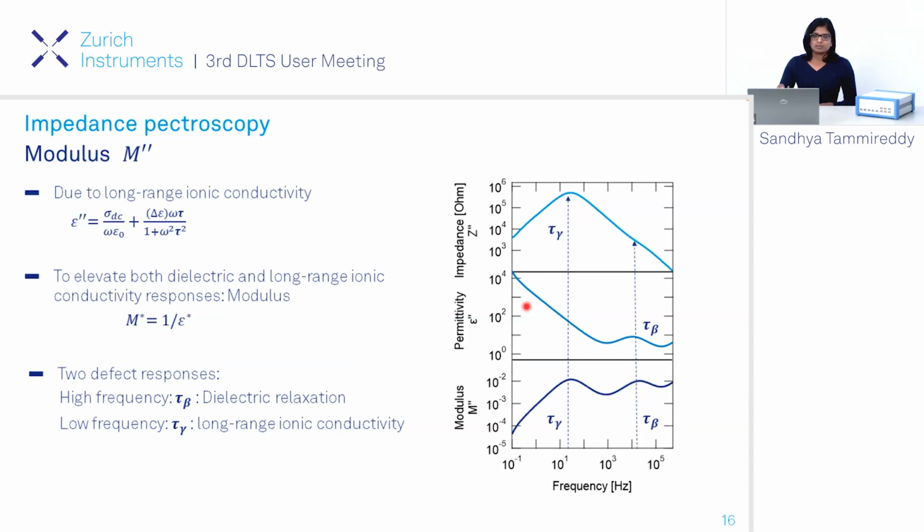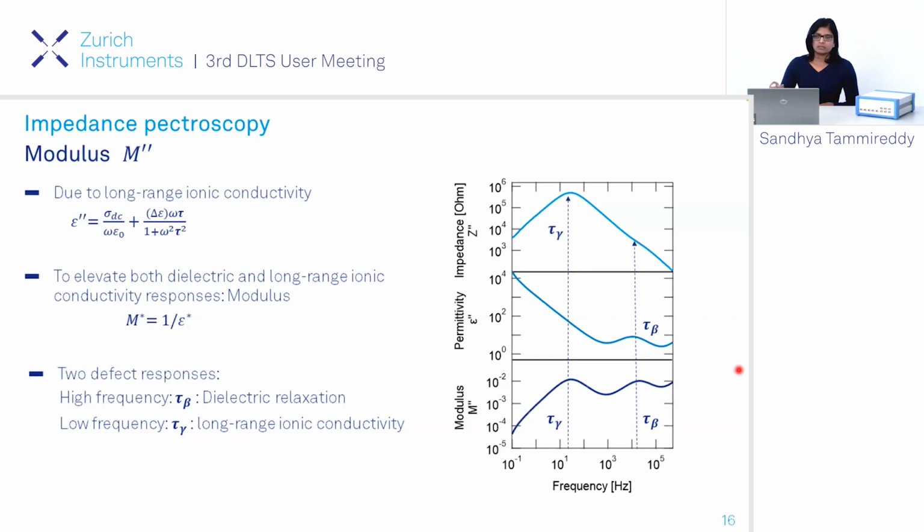So in mathematical terms, modulus spectroscopy is nothing but the inverse of complex permittivity. By using this relation, you would be able to easily access it. So the question is, we have these two defects, and by plotting them in terms of different representations, you would be able to tell where they are coming from, what is the physical origin of it.